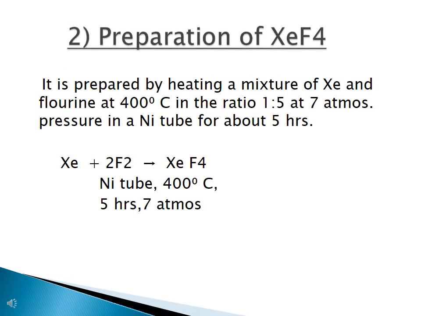Now, let us study the second compound, xenon tetrafluoride, molecular formula XeF4. Preparation. This is also prepared by the same method as that of xenon difluoride, but the ratio of xenon and fluorine is 1:5 and pressure of about 7 atmospheres, heated in a nickel tube for about 5 hours. Xe plus 2F2 gives XeF4.